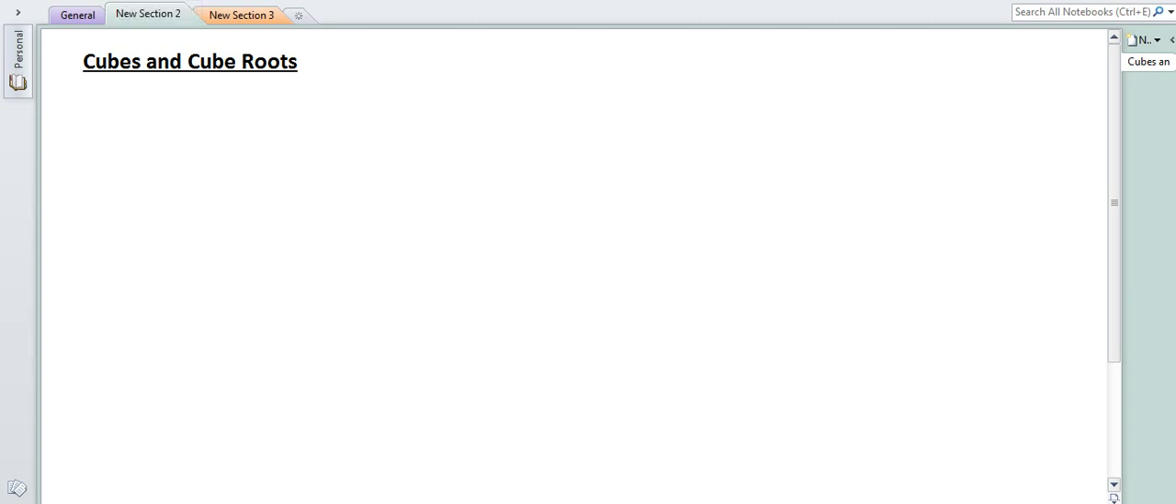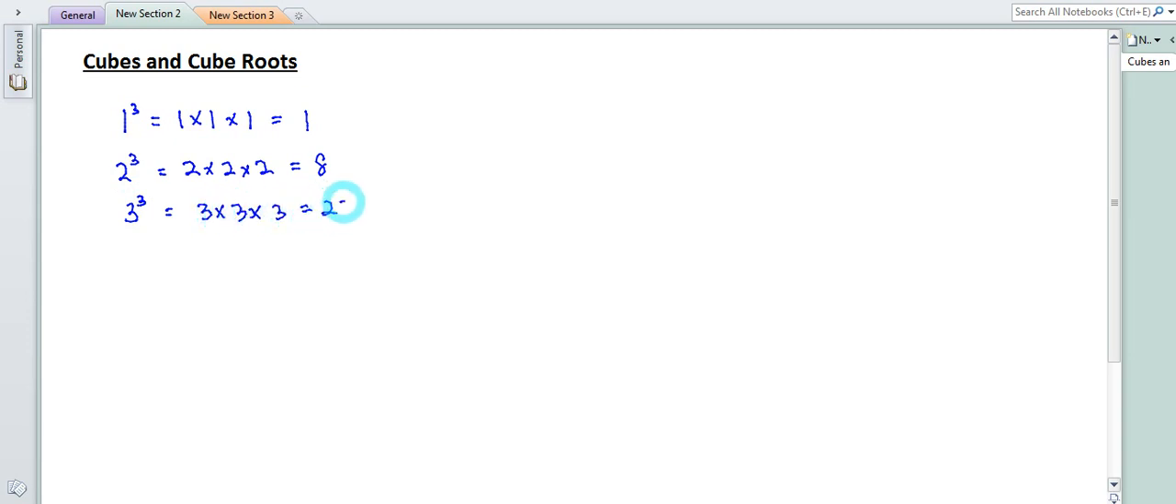Okay, for example, if I write 1 to the power of 3, or we can say 1 cube, this is actually equal to 1 times 1 times 1, 3 times, which will give you 1. If you have 2 cubed, it's equal to 2 times 2 times 2, which gives you 8. 3 cubed, 3 times 3 times 3, is 27. Okay, we try one more. 4 cubed, 4 times 4 times 4, which is equal to 64, and so on.